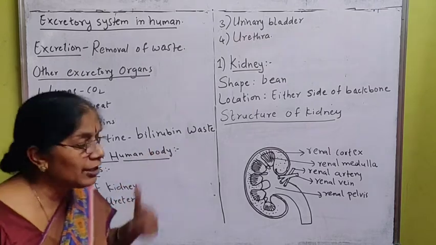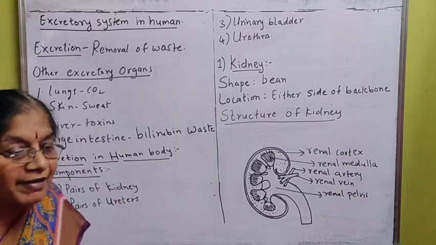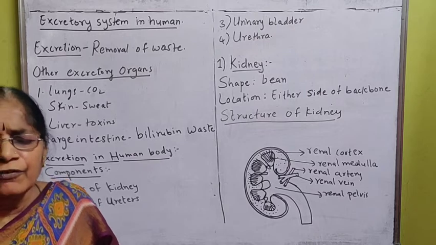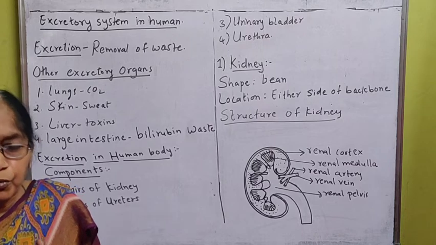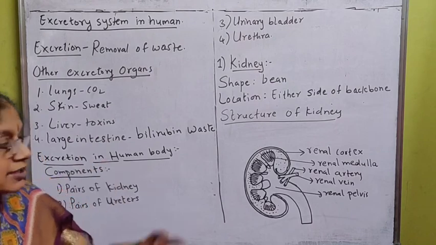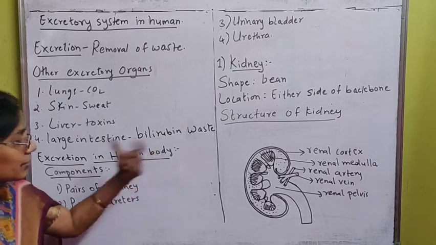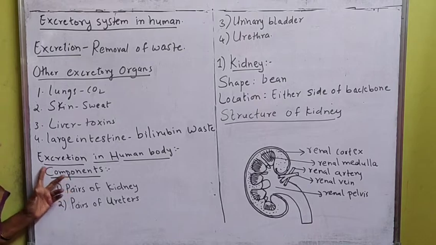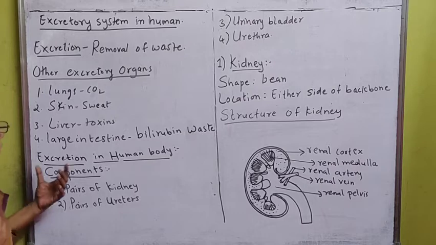That is called bilirubin waste, because the bile salt which is there in the liver, when it enters the small intestine and reacts with the food to digest the remaining part of the carbohydrate, protein and lipid, it is brownish in color. That bile salt, because some toxins are there, will mix with the food, and that is called bilirubin waste, which is brownish yellow in color. So this is regarding the other excretory organs which are present in our body.